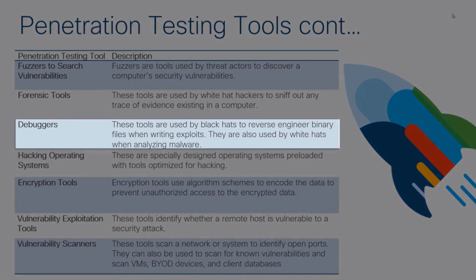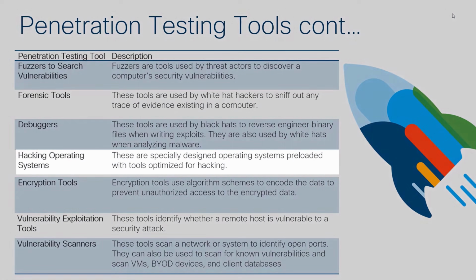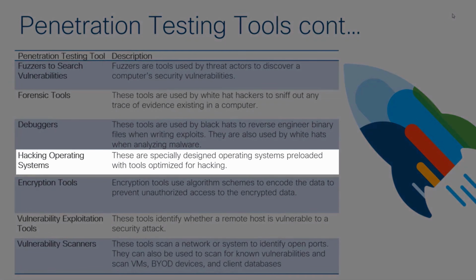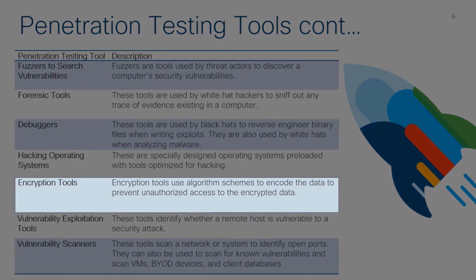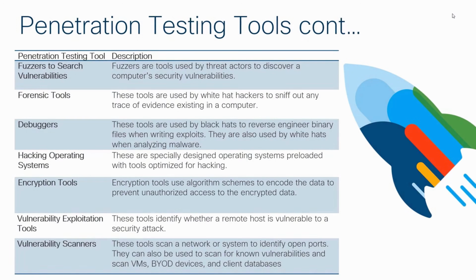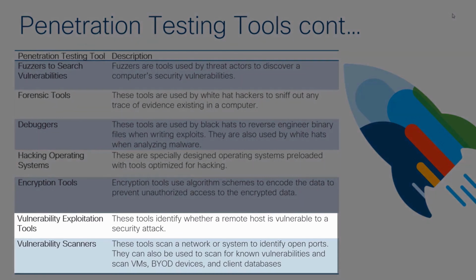We have debuggers to try to reverse engineer our binary files and when writing exploits. Pretty much it is a lot of the computer science behind the scenes. We can have our hacking operating systems, which include things like Backtrack and Kali. They're specially designed OSs preloaded with penetration testing tools. We have our encryption tools, which can encrypt data and make it ciphertext so it can't be read, whether the user wants their data encrypted or not, and the threat actor decides to give the key to decrypt it or not. We have vulnerability exploitation tools, which are awesome. These are tools that can identify whether a remote host is actually vulnerable to an attack.